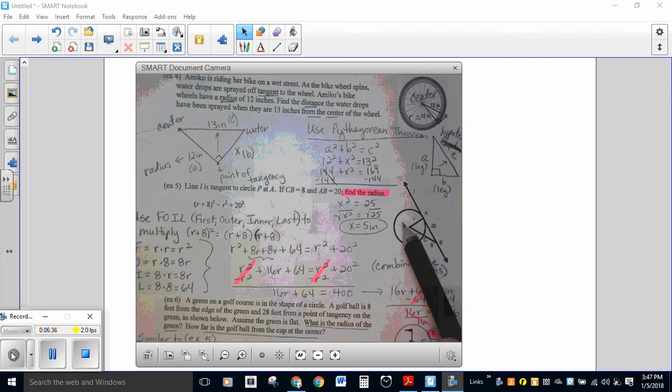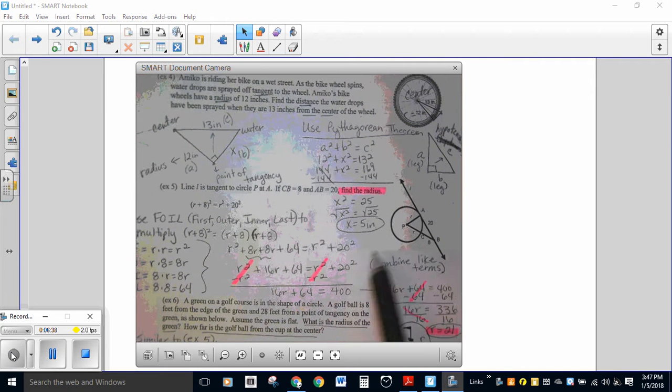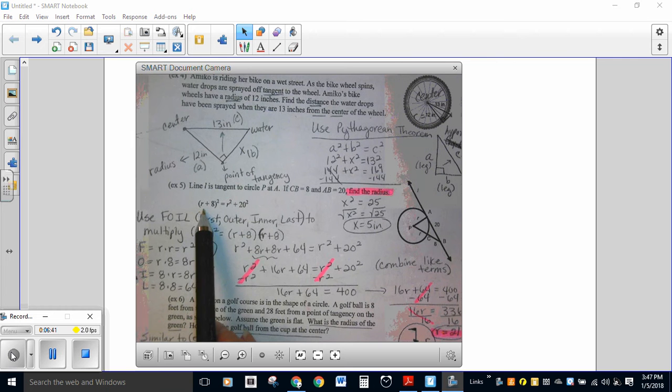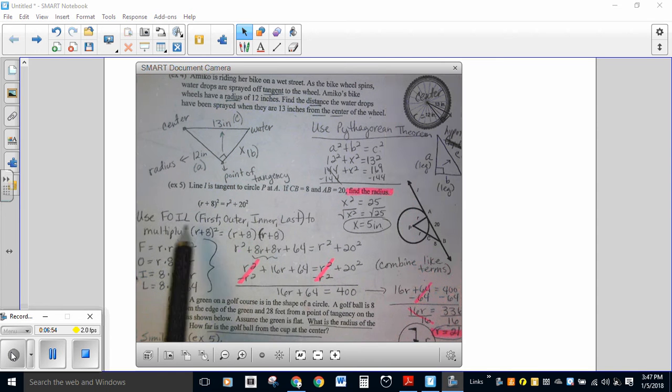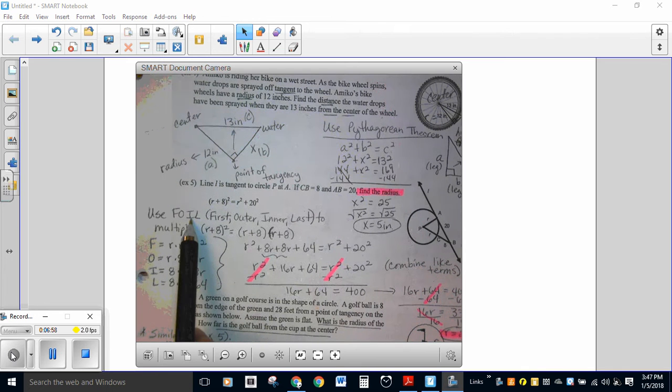The only difference, and they already have it set up for us, it says r plus 8 squared is equal to r squared plus 20 squared. Okay, now we have to deal with this r plus 8 squared, because remember, if we raise it to the second power, it means that number times itself. So it would be r plus 8 times r plus 8. So we're going to use the FOIL method that you learned in Algebra 1, or we're supposed to learn in Algebra 1. Multiply the first numbers, the outer numbers, the inner numbers, and the last numbers.